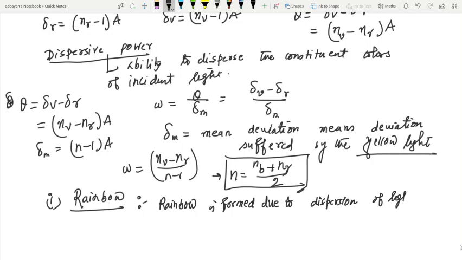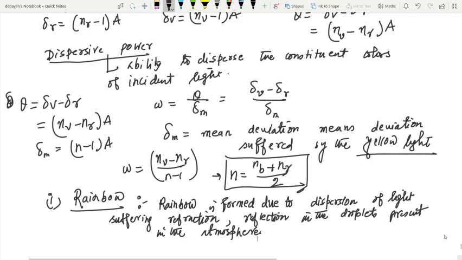And another thing that you should study from your books is the concept of scattering of light.